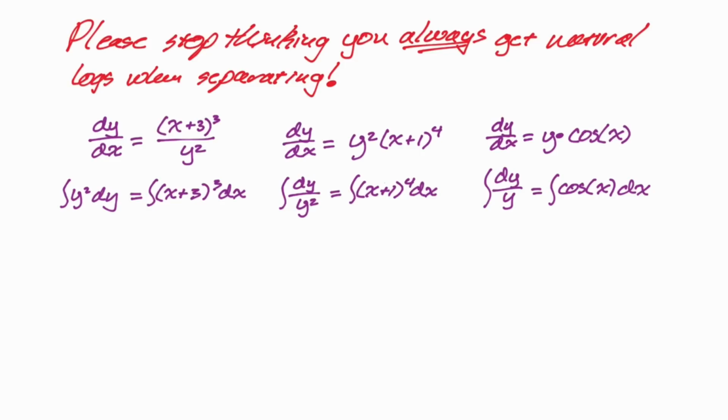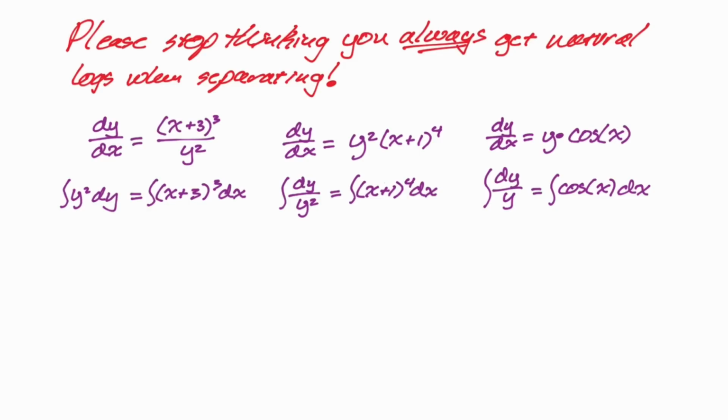The second one, the y squared, ends up in the denominator when you divide both sides by y squared. The third one, the y ends up in the denominator when you divide both sides by y. The key difference between the second and third one is in the second one, you have y squared in the denominator, which is really just y to the negative second in the numerator. So we're going to do plus 1 times the reciprocal. In the third one, we have 1 over y, which is famously the derivative of natural log.